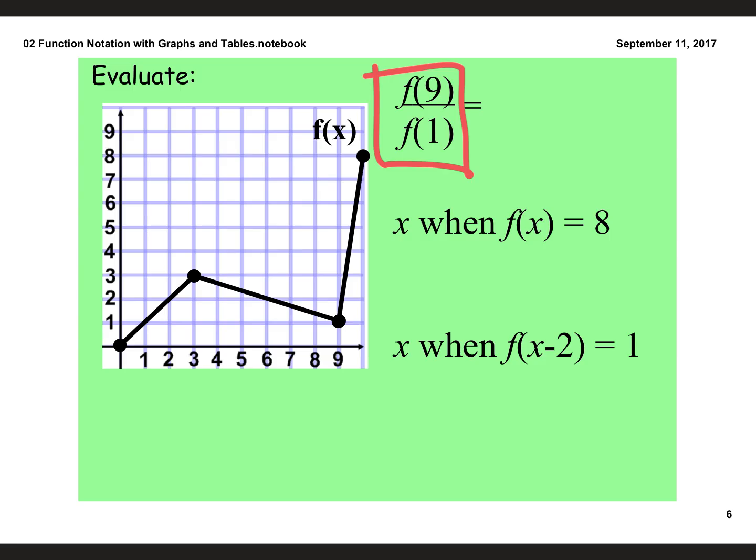Just do one thing at a time. Figure out f of 9. Figure out f of 1. Divide them. F of 9 was 1. F of 1, that's here, was 1. 1 over 1 is 1. Cool. Now try the second one. I think many of you will get the second one, but few will get the third one. Let's try the second and the third one.